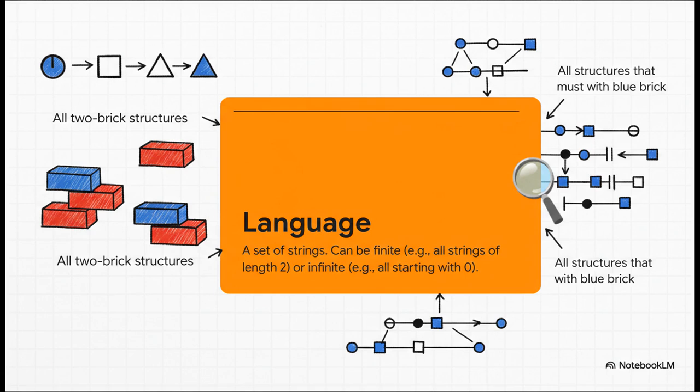So with our alphabet, we can make all kinds of strings. But what if we only want to accept certain strings? What if we want a set of rules? That, my friends, is where the idea of a language comes in. A language is just a set of strings that follow a specific rule. The rule could be super simple, like all strings must be exactly 2 symbols long. Or maybe it's all valid strings have to start with a 0. A language is simply the complete collection of all the strings that follow those rules.